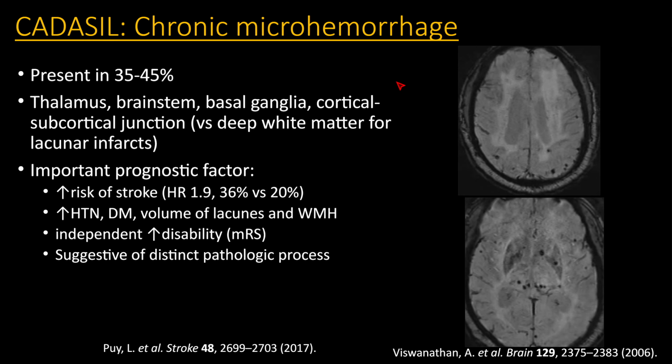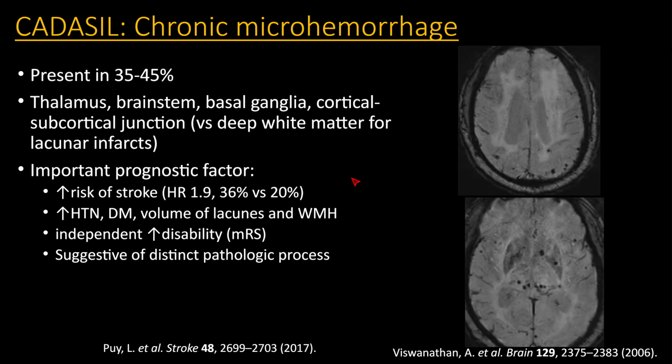Another reasonably common feature of CADASIL is the presence of chronic microhemorrhages that you can see in up to half of the cases. These microhemorrhages, as you can see here, are best seen on SWI images. You can see them in the thalami, the basal ganglia, as well as in the cortical-subcortical junction. That's a little bit different from the lacunar infarcts. The lacunar infarcts are mostly in the deep white matter, versus the chronic microhemorrhages, which will be at the cortical-subcortical junction.